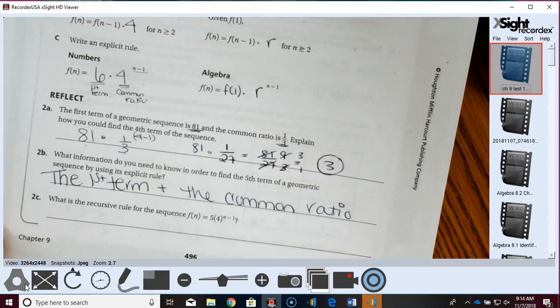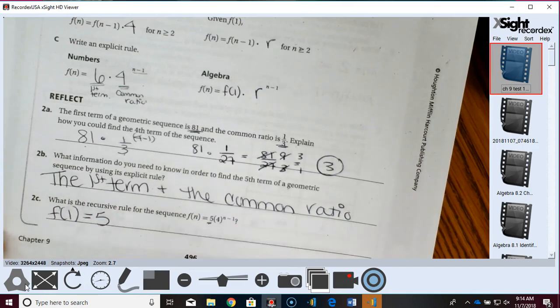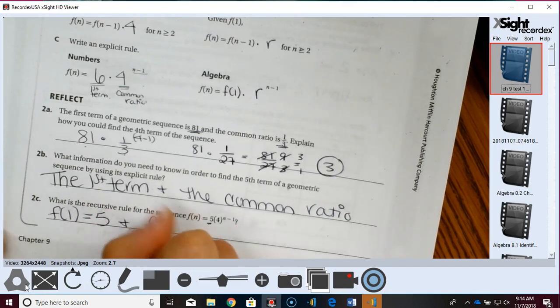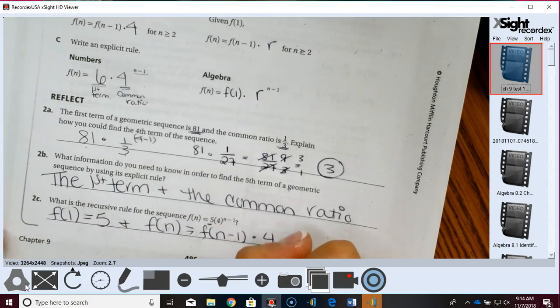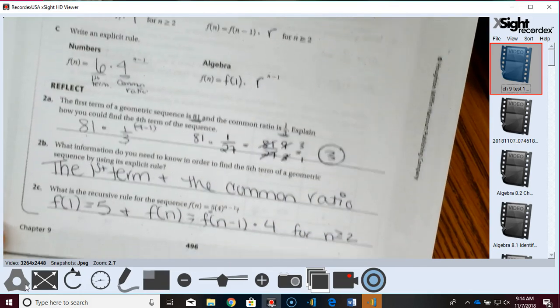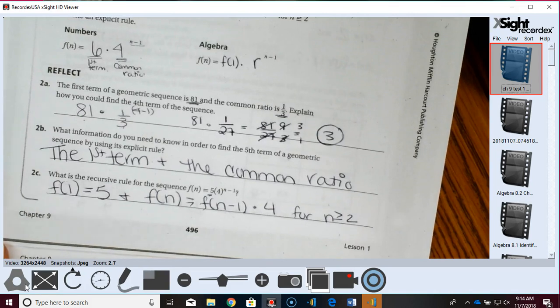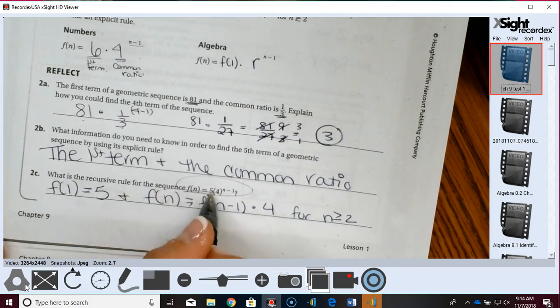What is the recursive rule for the sequence f of n equals 5 times 4 to the n minus 1? So f of 1 is 5, right? That's your first term. And f of n equals f of n minus 1 times 4, where n is greater than or equal to 2. The term before it times 4. Or you can use this: first term times 4 to the n minus 1.